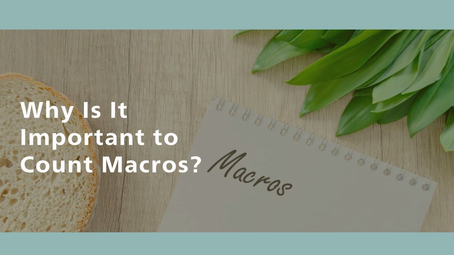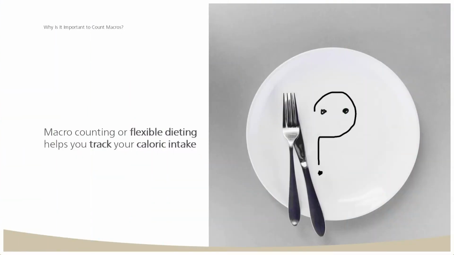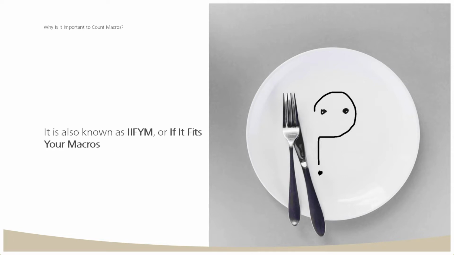Why is it important to count macros? Macro counting or flexible dieting helps you track your caloric intake. It helps to control your body composition, for example, to reduce body fat while gaining lean muscle mass. It is also known as IIFYM, or if it fits your macros, meaning as long as your meals provide the macros in the recommended ratios, you can still lose weight without depriving yourself.